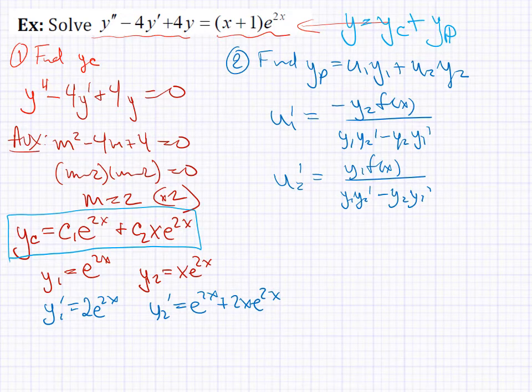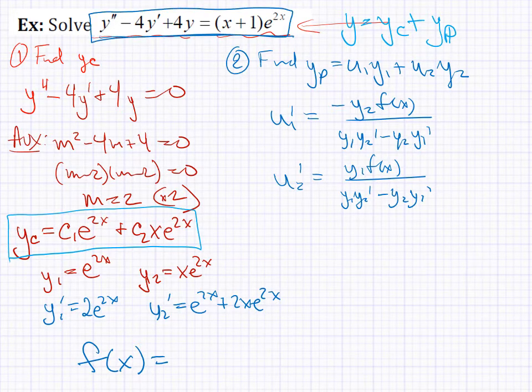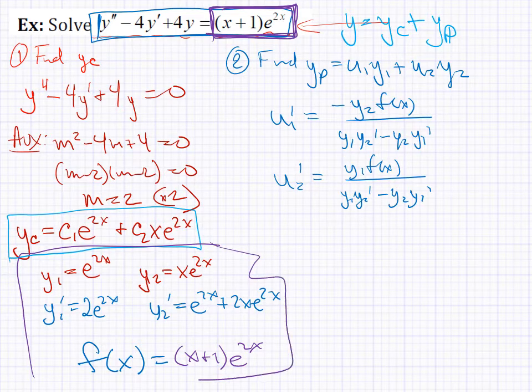Then we also are going to need f of x. Okay? Well, f of x comes from putting the original differential equation in standard form, which is making sure there's a 1 here, which there already is. So then the function on the other side, that's our f of x. And if you follow this all the way back to the beginning, that's the f of x we're talking about. So f of x is x plus 1 e to the 2x. All right, so we're going to take all this here, and we're going to need that in these formulas.